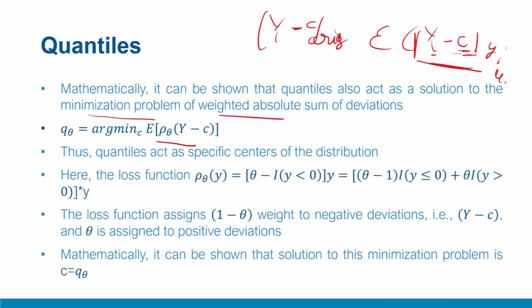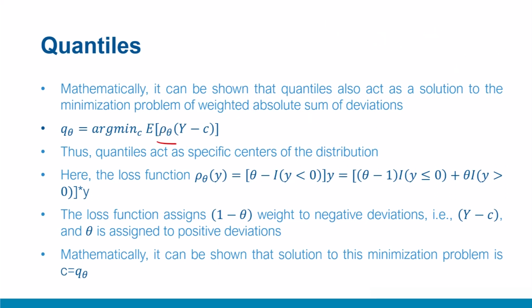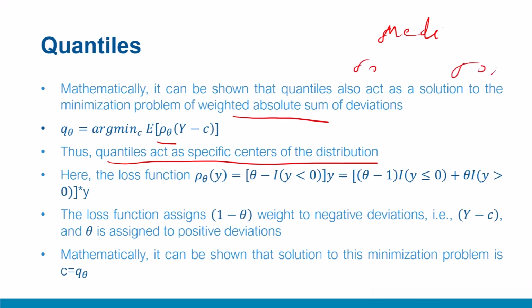This is nothing but a weighted absolute sum of deviations. Some check function, that loss function or check function rho theta, is applied on the deviations, and that expectation is minimized. And we'll see later, this loss function or check function is nothing but a weighted absolute sum of deviations. The idea here is that quantiles act as specific centers of a distribution. For example, the median was a kind of center of the distribution where 50% values were below and 50% were above. Similarly, the 25th percentile or quantile can be thought of as the position where 1/4 of the values are less than this and the remaining 3/4 are above.